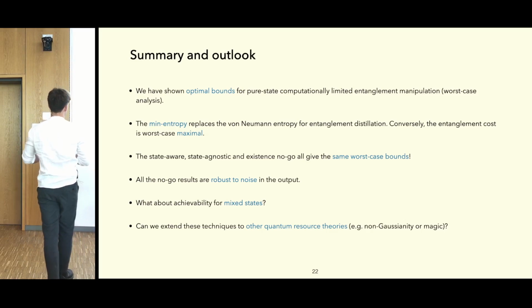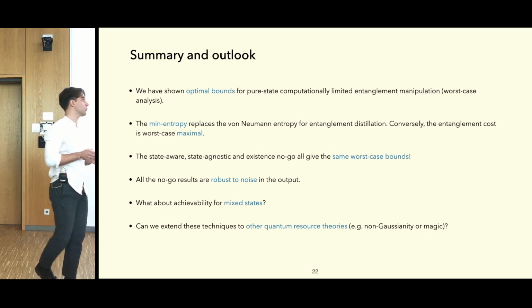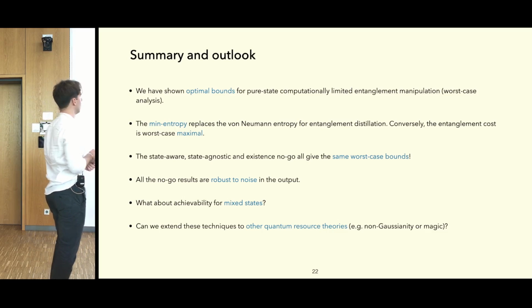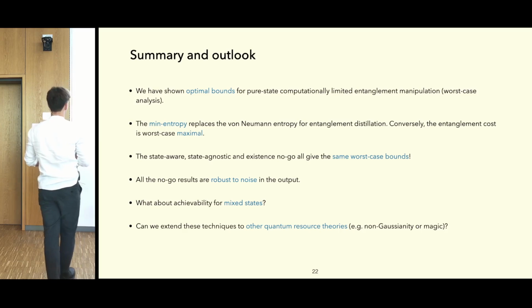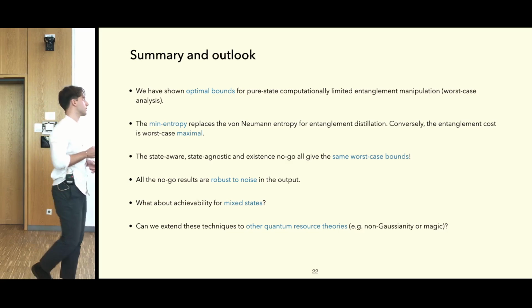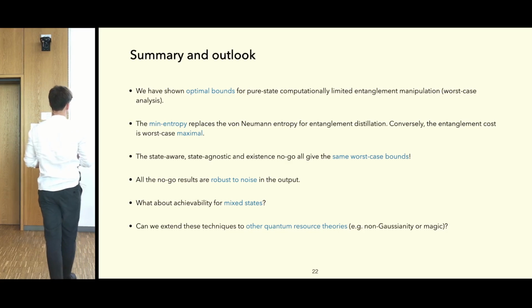And let me stress that all these results are robust to noise. So even if we allow some noise in the output, so let's say that the distillation protocol succeeds with some constant probability smaller than 1, or the output state is only close in trace distance to some maximally entangled state, our no-go results still hold.